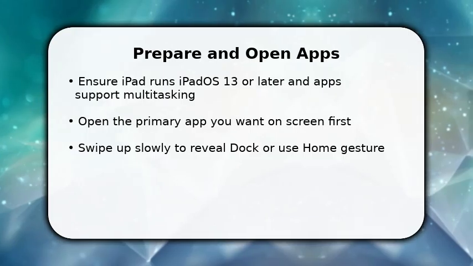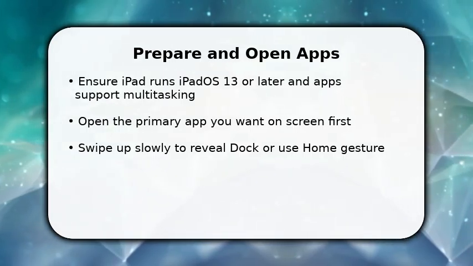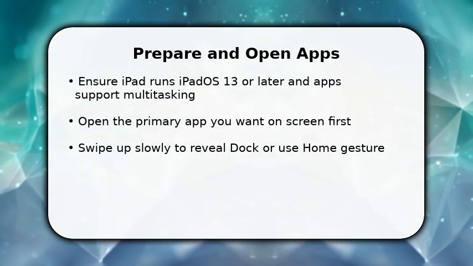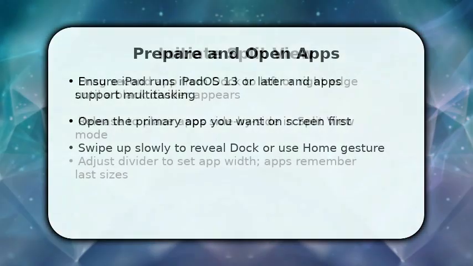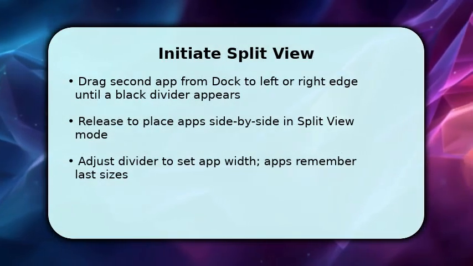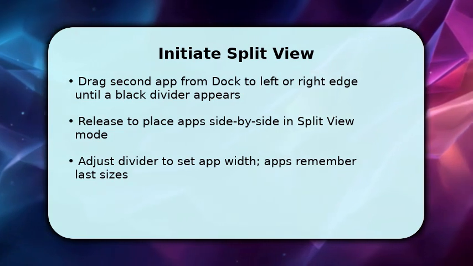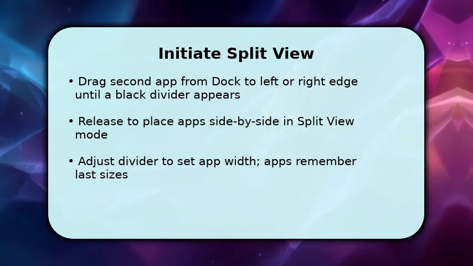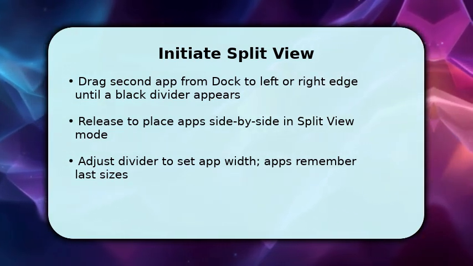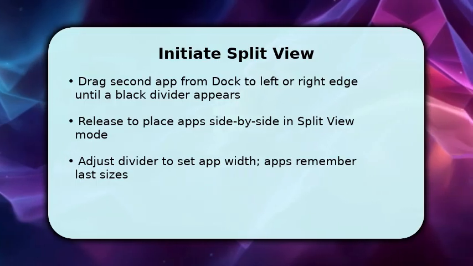This starts the drag. Make sure the app is draggable. Some full-screen video players or games won't allow split screen. Drag the second app toward either the left or right edge until you see a narrow black divider appear between the windows. This indicates split view. Release the app to snap it into place beside your primary app.